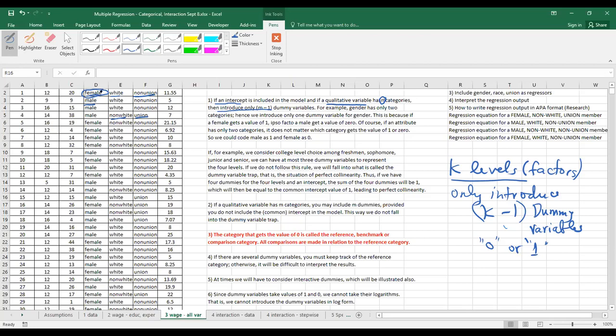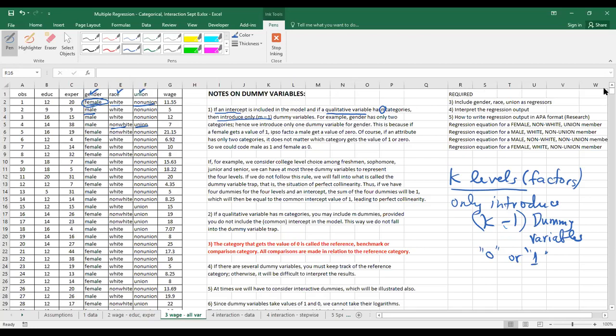Sa gender na variable, dalawang factors. There are 2 factors there, male and female. Therefore, how many dummy variables are we going to introduce for gender? Guys, ilan? Isa lang po. Tama. Isang dummy variable lang kay gender. Kay race, isa lang din. Kasi si race, white at saka non-white lang yan. Kay union, isa lang din. Union at saka non-union member.